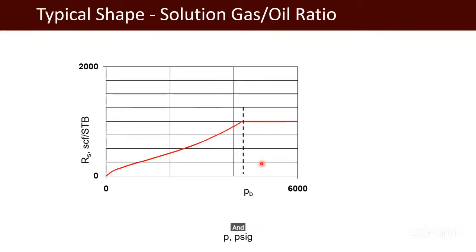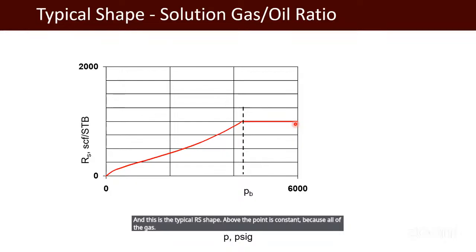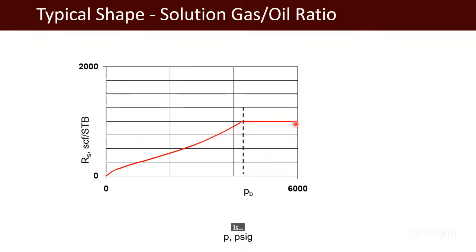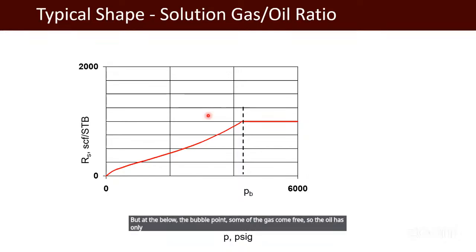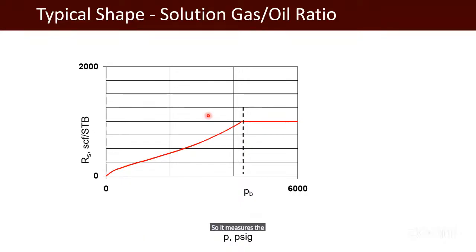And this is the typical Rs shape. Above the bubble point it is constant because all of the gas is dissolved. But below the bubble point, some of the gas comes free, so the oil has only a smaller amount of gas, and this amount is decreasing with more depletion. So it measures the current amount of gas that's in the oil at the pressure and temperature conditions.